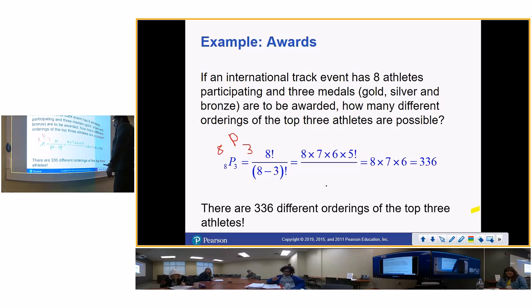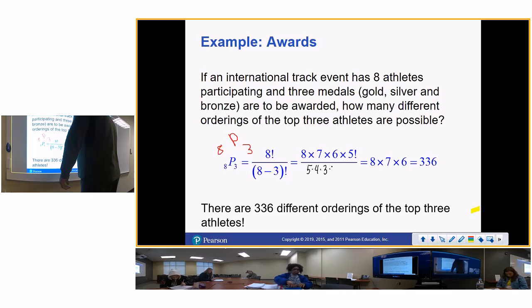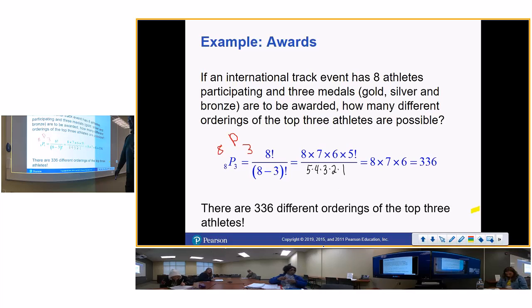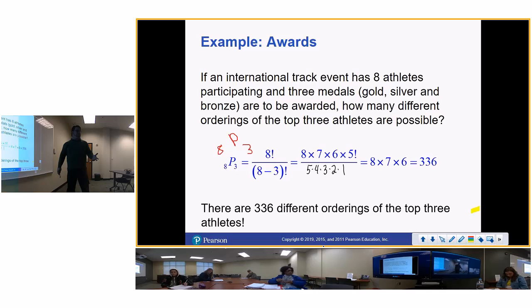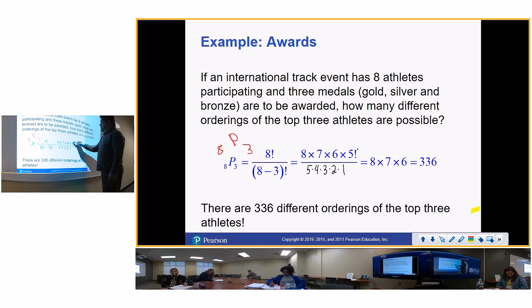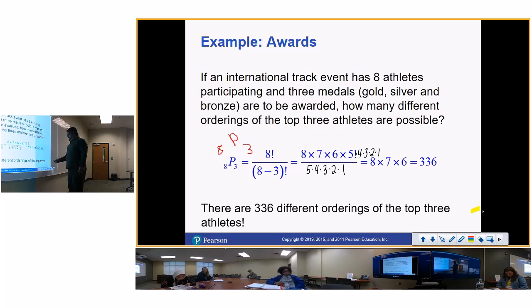I'm going to write 5 factorial, 5 times 4 times 3 times 2 times 1. Everybody understand what I did? I replaced that 5 factorial with 5 times 4 times 3 times 2 times 1, right? Now, how do I write 5 factorial right here? See, they've got 8 times 7 times 6 times 5 factorial. What is 5 factorial? 5 times 4 times 3 times 2 times 1. Everybody understand that? Okay. So what happens to the 5 times 4 times 3 times 2 times 1?